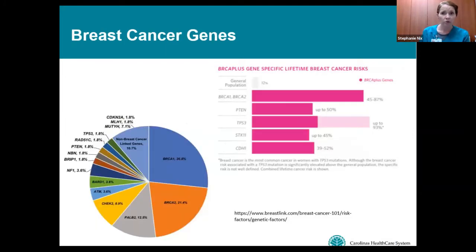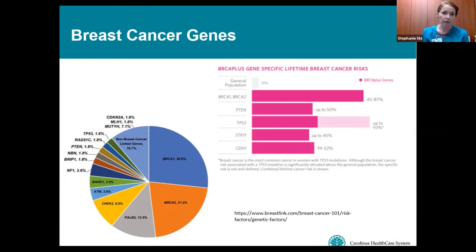Here's another image that talks about breast cancer risks. You can see in the pink bar graph that BRCA1 and BRCA2 have the highest risk, apart from the TP53. The condition that's associated with is called Li-Fraumeni, and that one can have very, very young onset of breast cancer, and then other more rare cancers like sarcomas too.